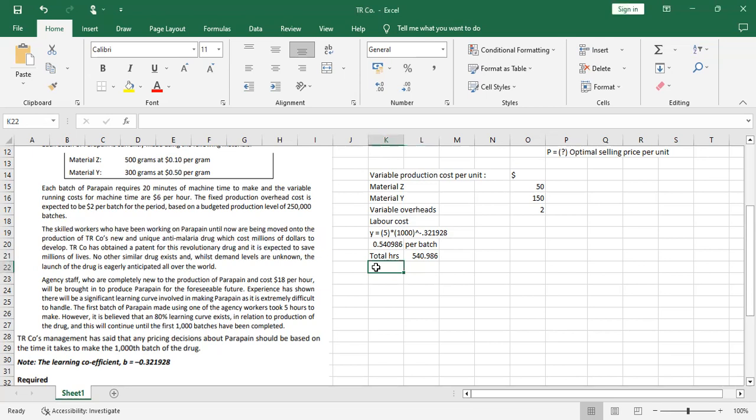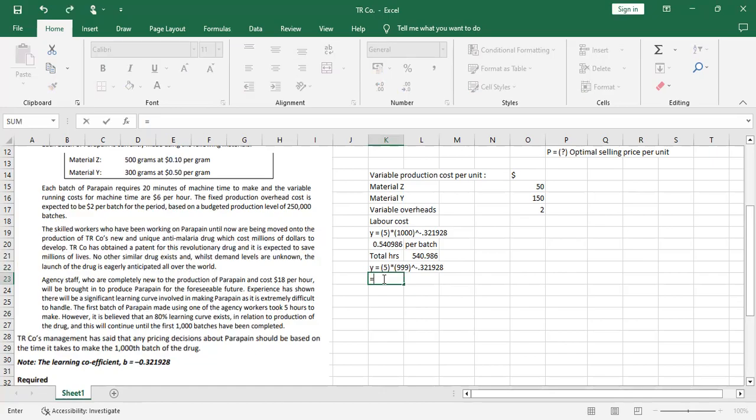Then calculate average hours and total hours 1 unit prior to the 1000 level. So Y is equal to the same time for first batch into 999 raised to power minus 0.321928. Whenever the learning curve discontinues at a certain activity level, we will calculate average hours and total hours 1 unit prior to the activity level where the learning curve is discontinued.